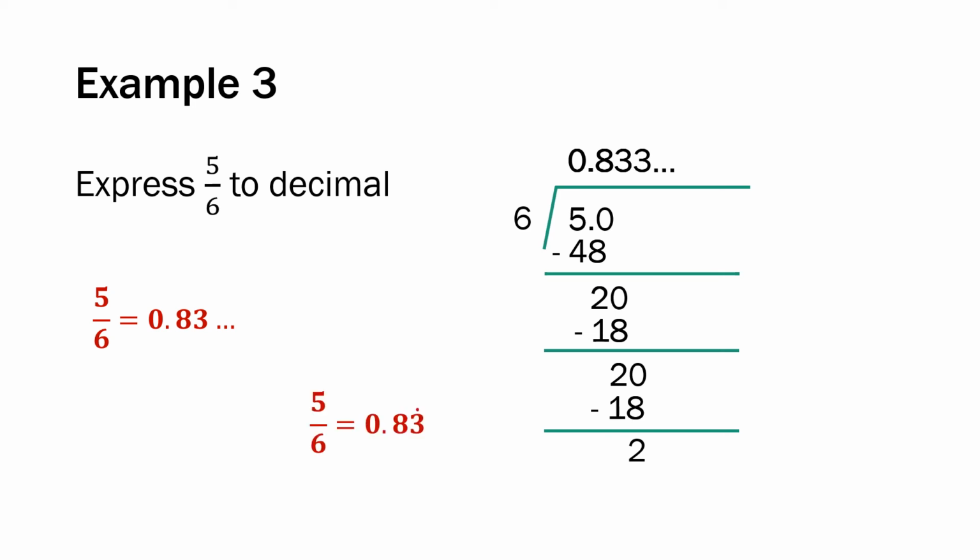Another way to write that is this manner. So 5/6 is equal to 0.83, where the dot is above 3 because it means that 3 is the continuous number. Okay?